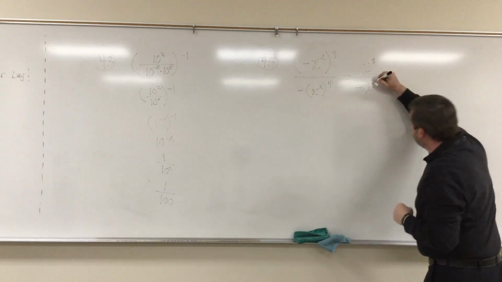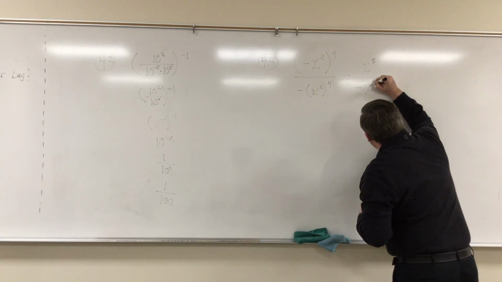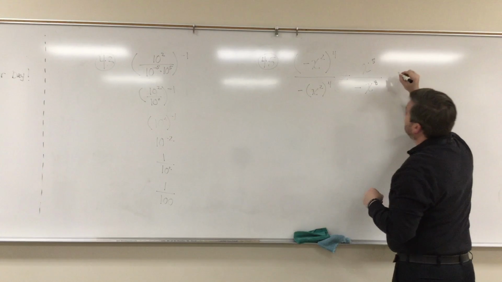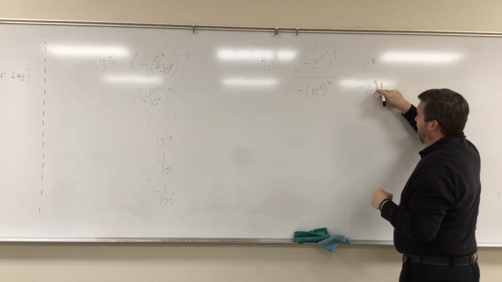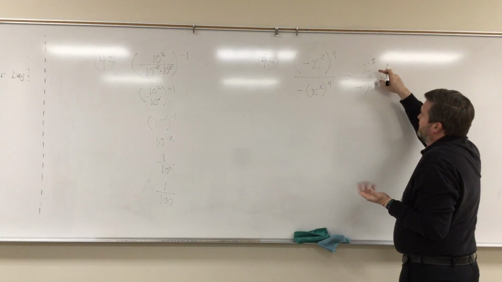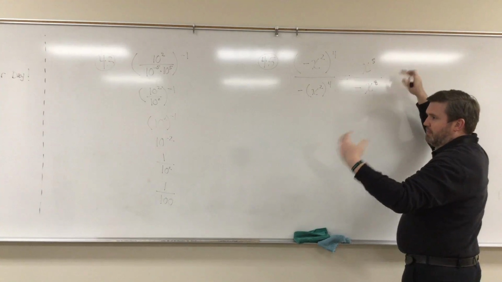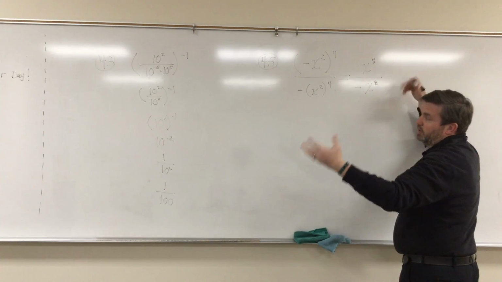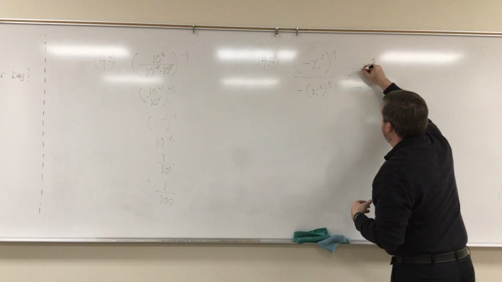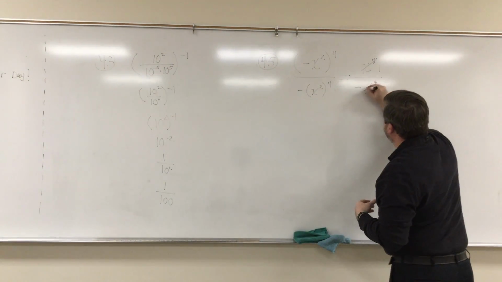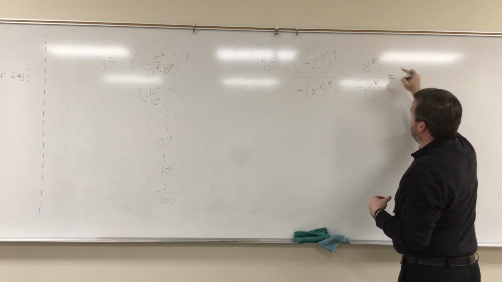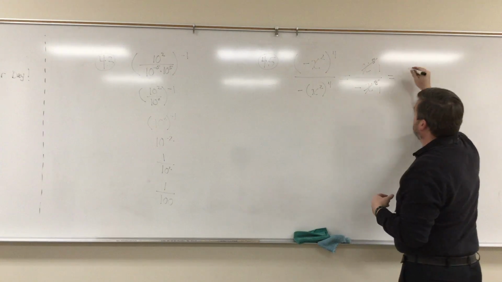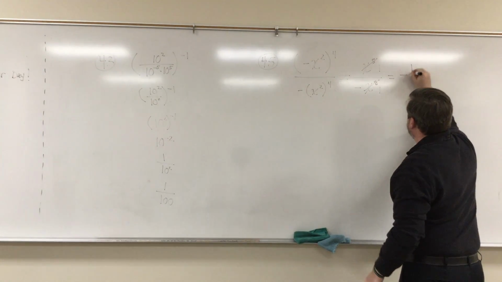X to the 8th over x to the 8th is 1, or you can think of it as x to the 8 minus 8, which is x to the 0, which is 1. However you want to look at it, I'm just going to cross them out and say 1 and 1. So now I have 1 over negative 1, which is equal to negative 1.